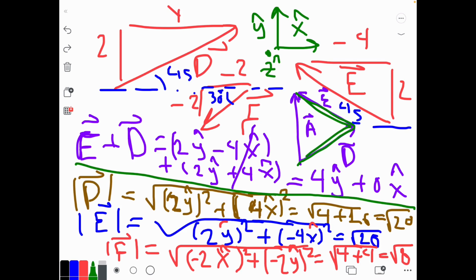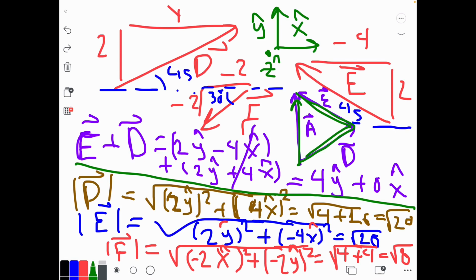You're going to add your components, and you see, negative 4 plus 4, just like algebra, you're going to cancel them out, and the x hat is going to be cancelled. Then we have 2 y hats plus 2 y hats, we get plus 4 y hats plus 0 x hats, which means we get this vector A over here, which is the vector addition. And it's just 4 y hats. It only has y hats, it does not have any x hats. That's how we get it.